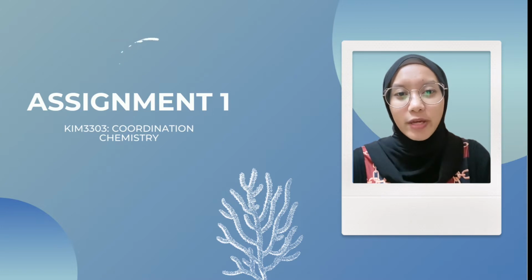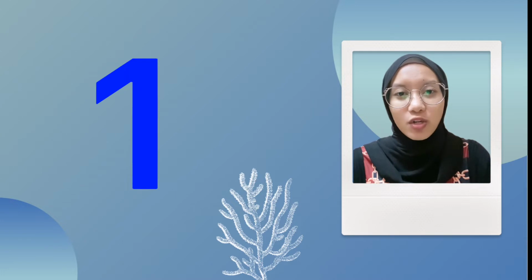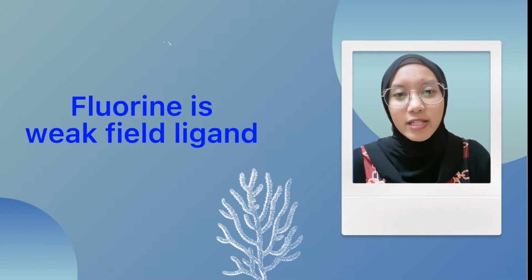Today, I want to explain about assignment 1. Question 1 is structure of metal complex. According to the spectrochemical series, fluorine is a weak field ligand. Generally, this complex has a lower electron count. When a structure has less than 18 electron count, it is considered electron deficient. That means the compound has empty valence orbitals, making it electrophilic and extremely reactive. The ligand will donate electrons to the metal center to stabilize the overall charge.